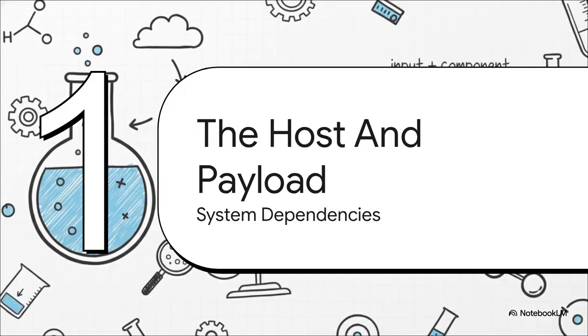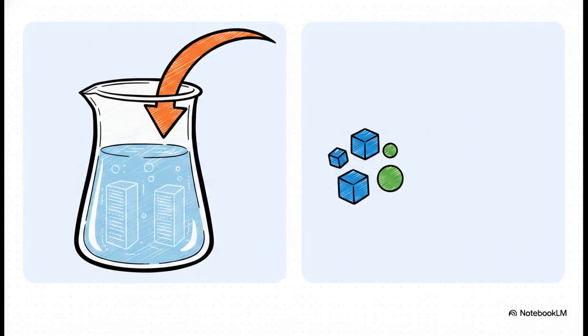Section 2, the host and payload. Let's break down our system dependencies. Any properly deployed solution is going to consist of two distinct components. First, a solvent is the component that exists in the largest amount, acting essentially as our host operating system. Conversely, a solute is the substance which is dissolved in the host environment, functioning exactly like our deployed application or data payload. You simply cannot have a working solution without both the host OS and the payload successfully integrated.